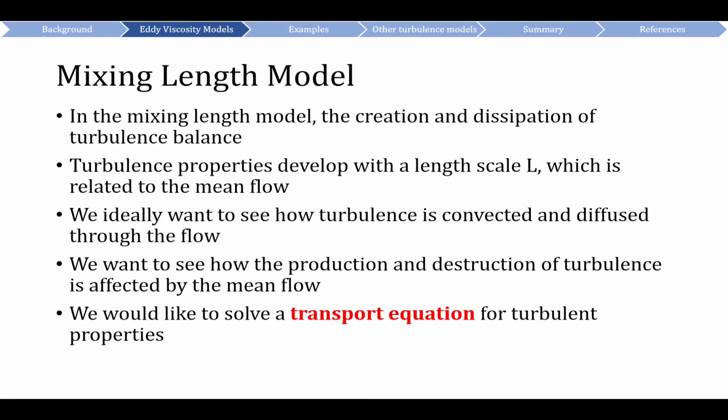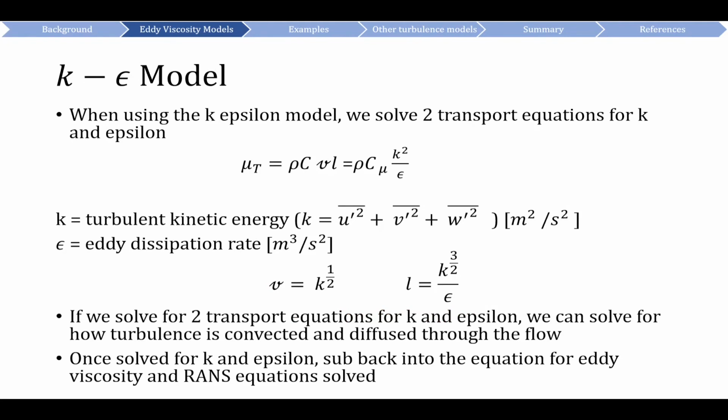So in order to figure out how turbulence changes as it moves through the flow, we have to solve what's called a transport equation, and that's what's typically done with the k-epsilon model, as I'll show now. The k-epsilon model solves two transport equations, one for k and one for epsilon. k is the turbulent kinetic energy and epsilon is the eddy dissipation rate. What these quantities are telling me is how the turbulent kinetic energy changes throughout the flow and how the turbulence is then dissipated via eddies throughout the flow.